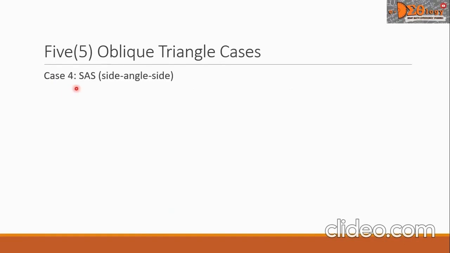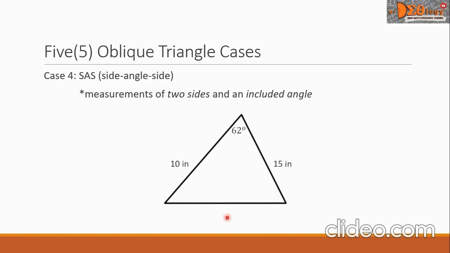Case 4 is SAS, which means side, angle, side. In this case, measurements of two sides and an included angle are given. Here is an example. There are two sides. Here is 10 inches. The other side in here is 15 inches. And the included angle is 62 degrees.